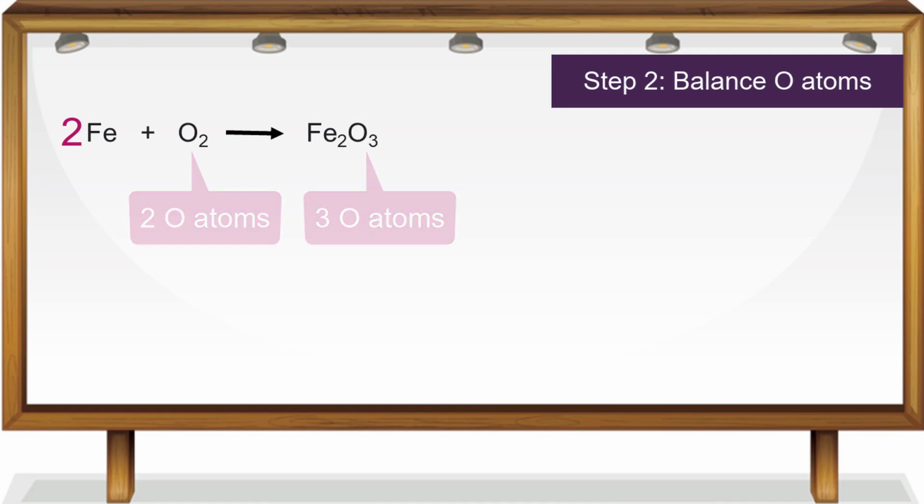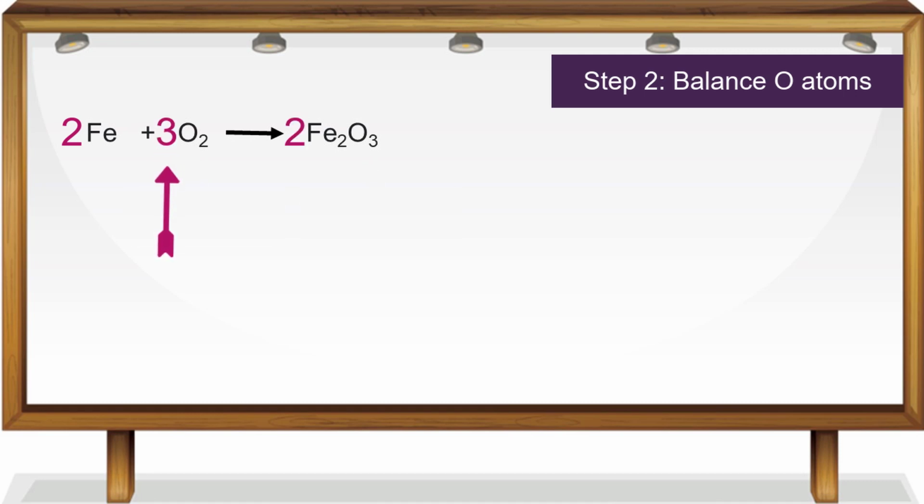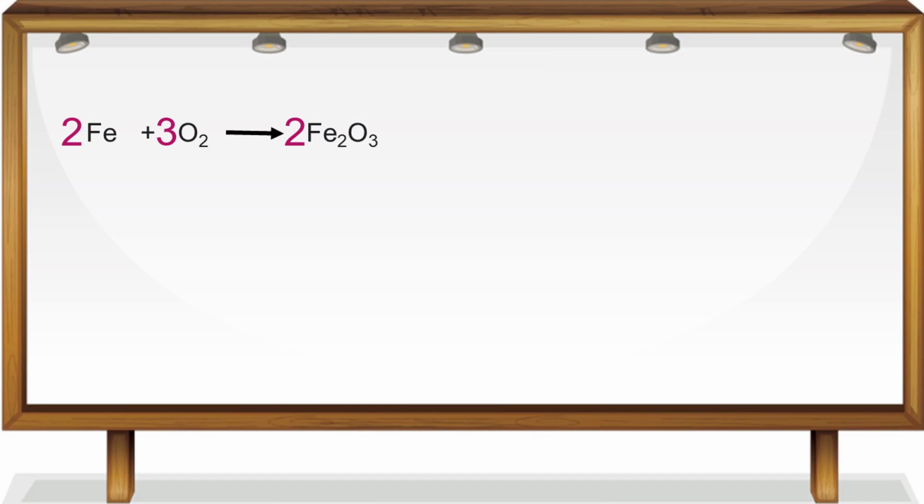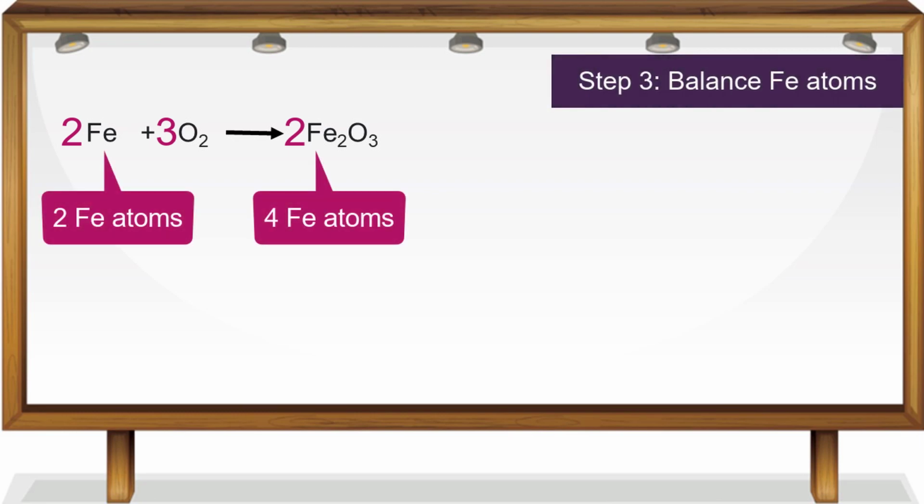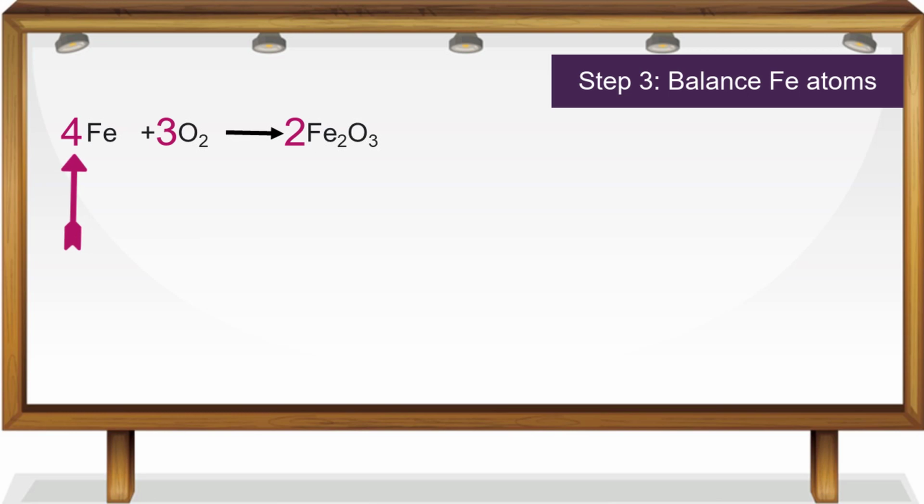So we need to add a coefficient of 3 to the oxygen on the left hand side and 2 to ferric oxide on the right hand side to make the number of oxygen atoms equal to 6 on both sides. Now we need to balance iron again. Iron can be balanced by adding coefficient 4 to iron on the left hand side, which will make the number of iron atoms equal to 4 on each side.